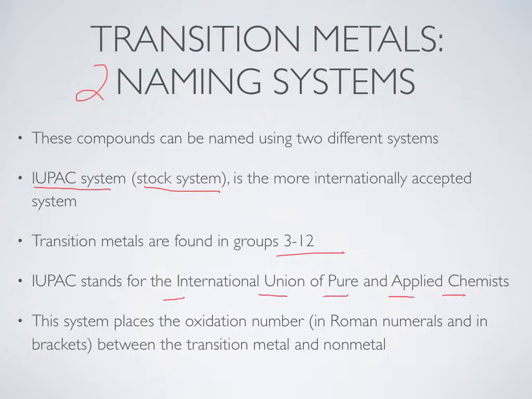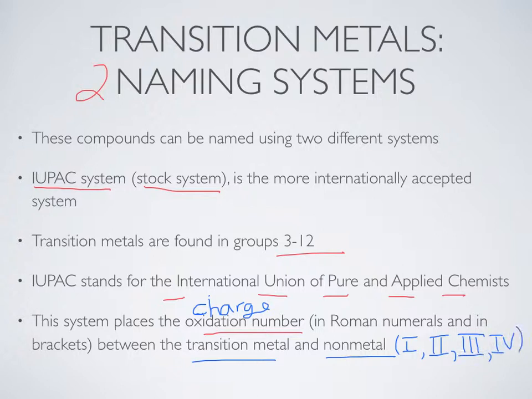This system places the oxidation number, also known as your charge, in Roman numerals and in brackets between the transition metal and the nonmetal. So a reminder for Roman numerals, we have I for 1, II for 2, III for 3, and IV for 4. So that's 1, 2, 3, 4.